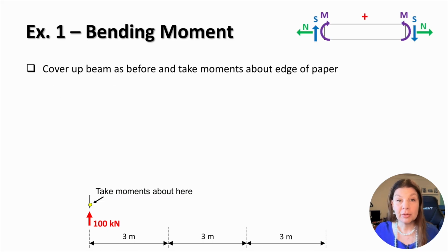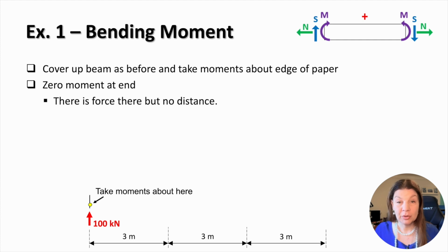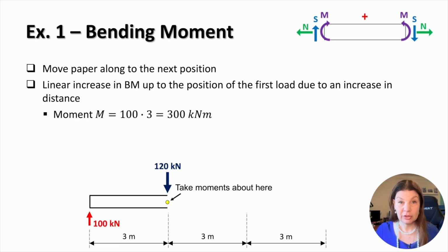Starting from the left support, the bending moment is 0. Although a force acts at the support, the distance to the section is 0, so the moment is also 0. As we move along the beam, the distance from the reaction increases, causing the bending moment to increase linearly. Now we move to the position of the first applied load, which is the 120 kilonewtons, located at 3 meters from support A. To determine the bending moment at this point, we take moments around the cut section.